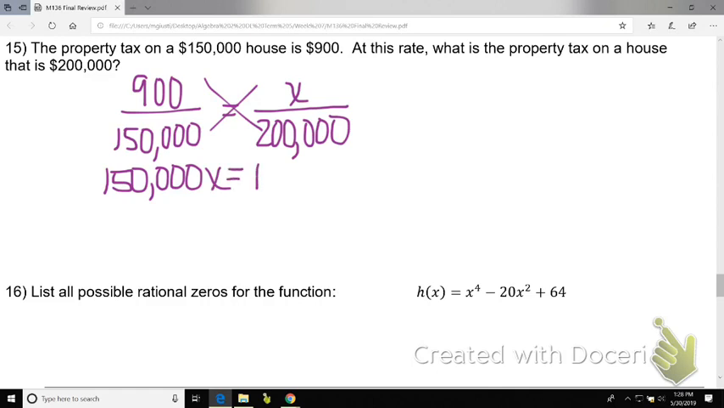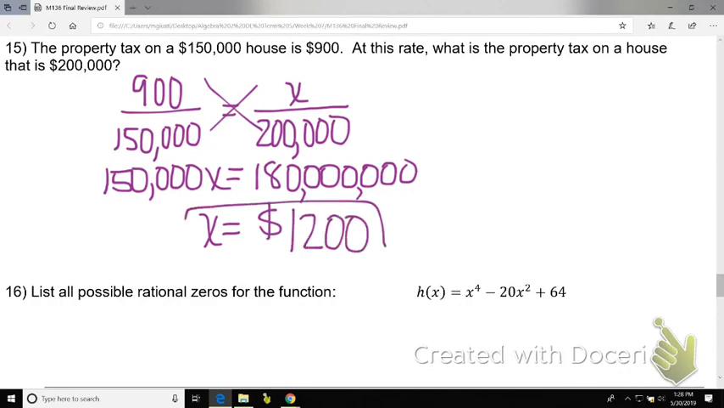$150,000x equals something really big. 1, 2, 3, 4, 5, 6, 7 zeros. 180 million. Is that right? Did I put too many zeros? No, 7 zeros. Okay. So if you take that and you divide by 150,000, what do we get? 1,200. And it's talking tax, so obviously put a dollar sign on that and that problem's done.